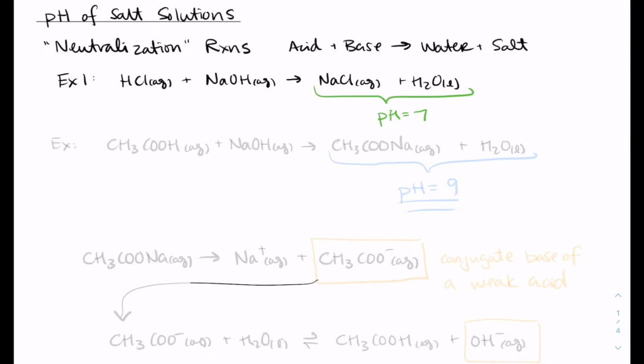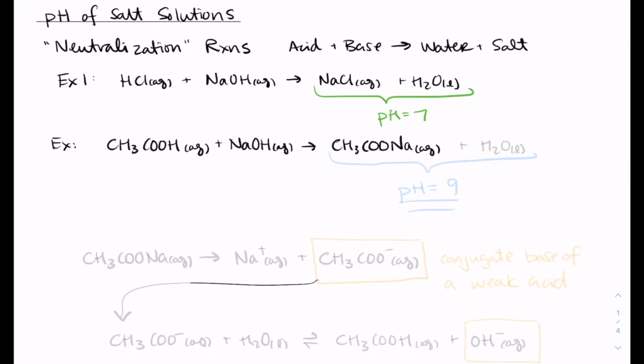And this solution has a pH of 7. So it has a neutral pH. We took an acid, pH less than 7, a base, pH greater than 7, mixed them together, and our result is a pH of 7. So we did get a neutral result from this reaction. So we'll try another one.